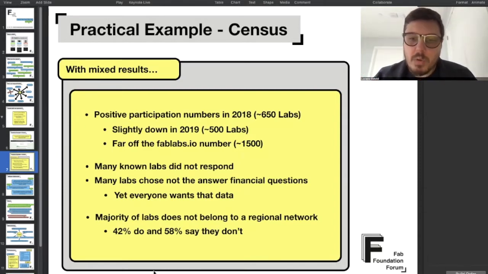So really who we're hoping to engage with the Fab Foundation Forum initiative is all of these leaders that are already doing this work of connecting and communicating between several labs, either across a regional area or just on a theme-based approach.